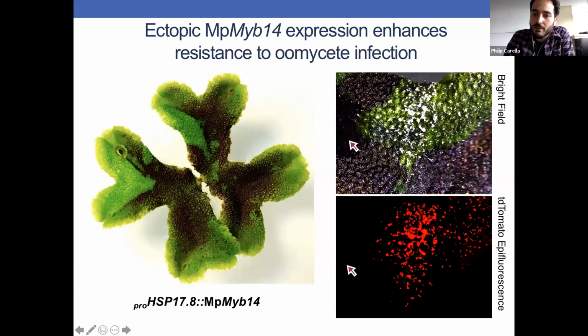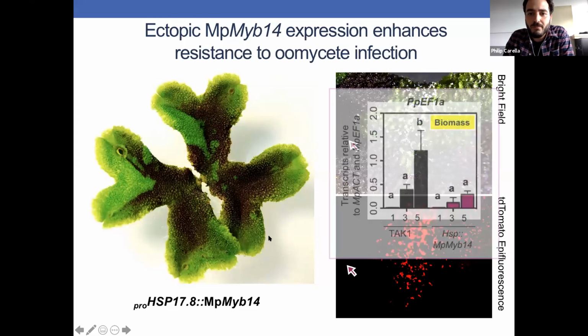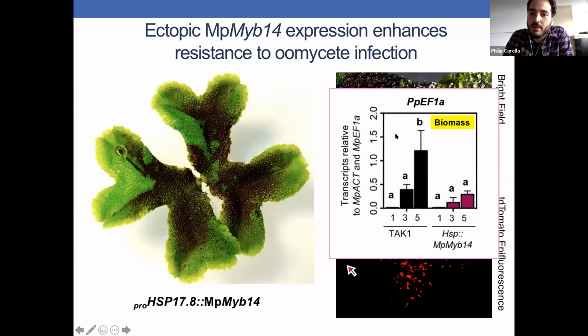And you can see this by the fluorescence of the 2D tomato marker, where around the edge where the pigment is, it's really avoiding this. And we also quantified this with qRT-PCR, where we see pathogen biomass in the green parts here in wild type plants and really quite reduced in the purple areas of the heat shock MIB14 lines.